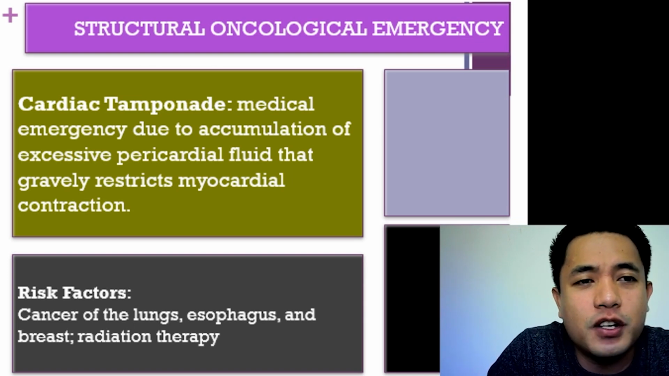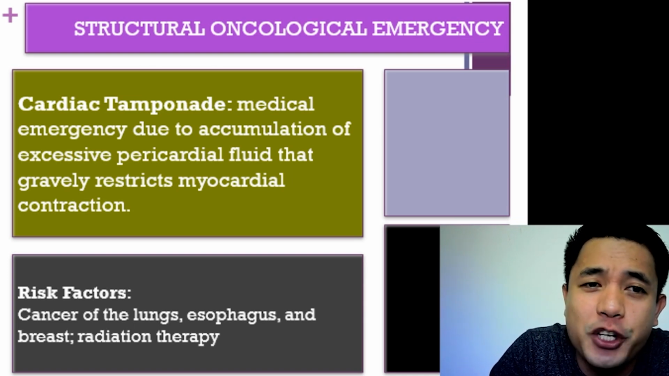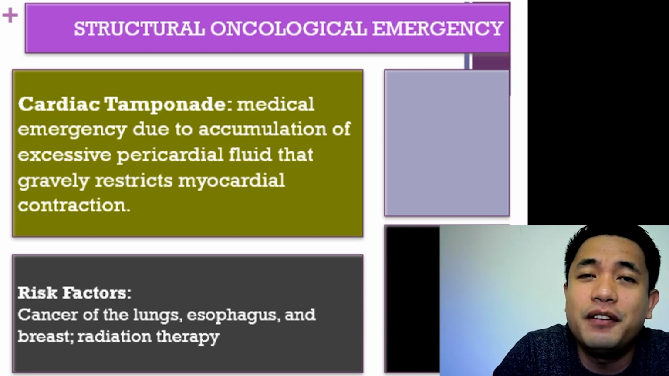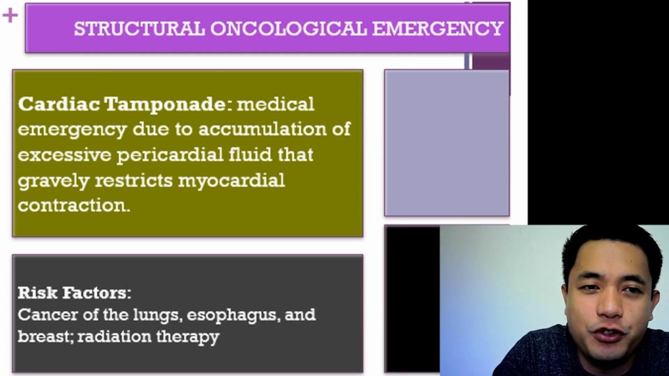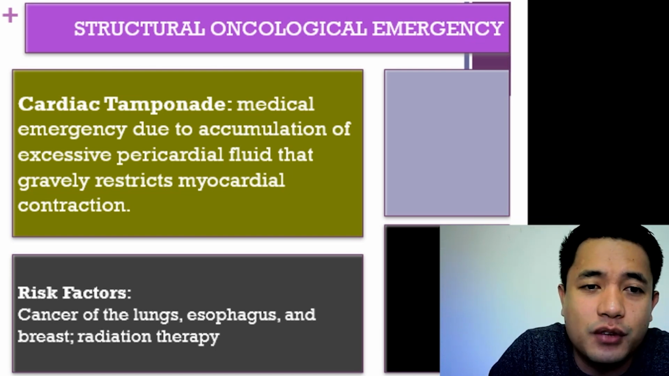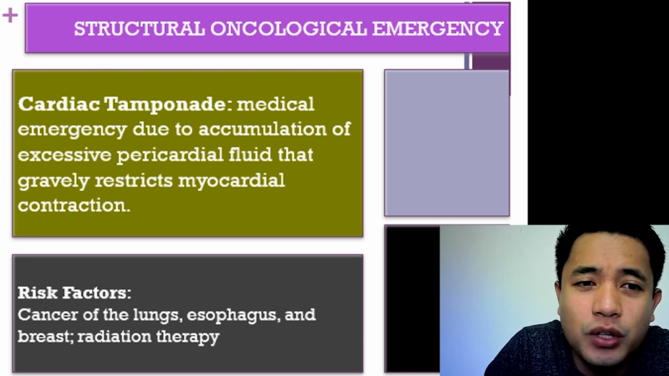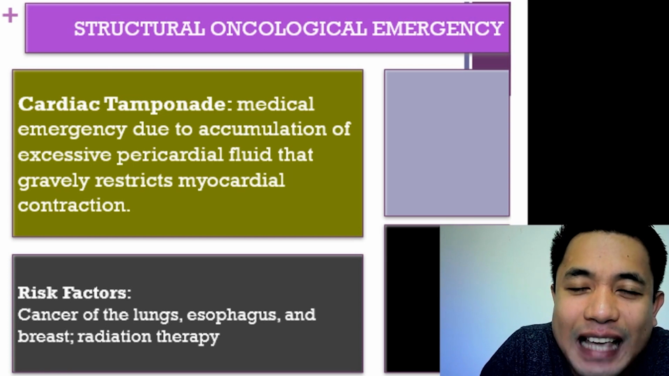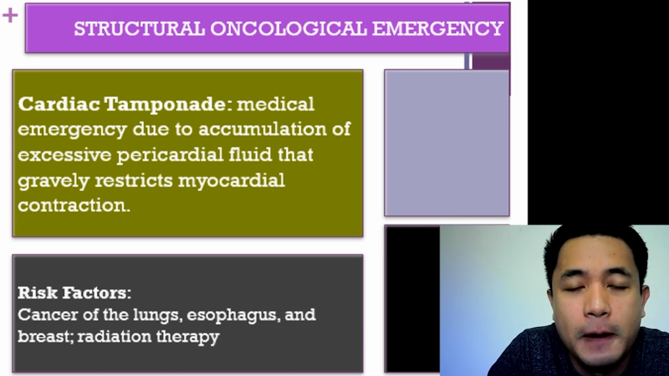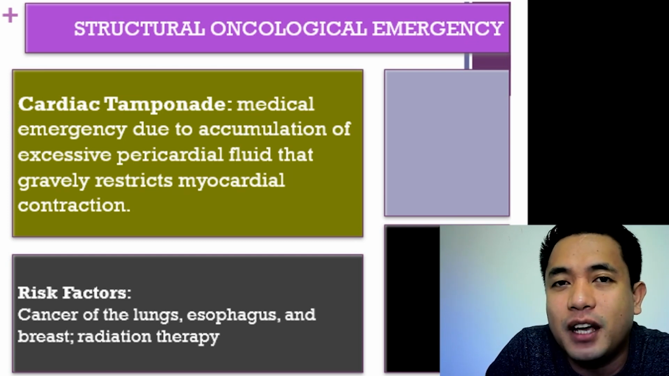Cardiac tamponade is a medical emergency due to the accumulation of excessive pericardial fluid that gravely restricts myocardial contraction. The risk factors include cancer of the lungs, esophagus, and breast, owing to the proximity of these organs to the pericardium or the heart. Radiation therapy is believed to be a risk factor.